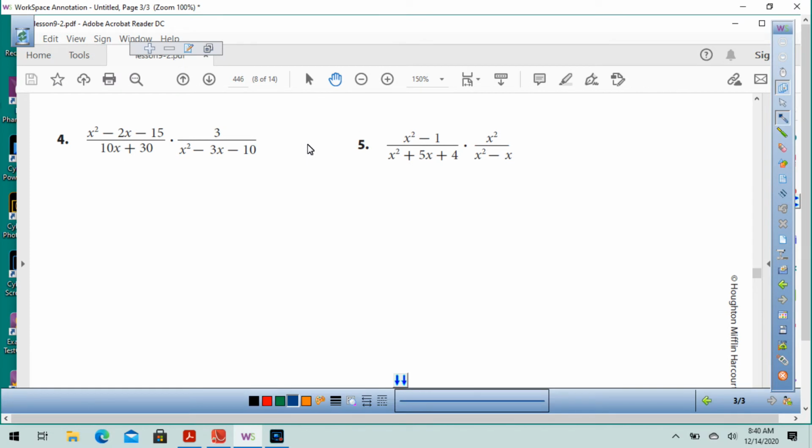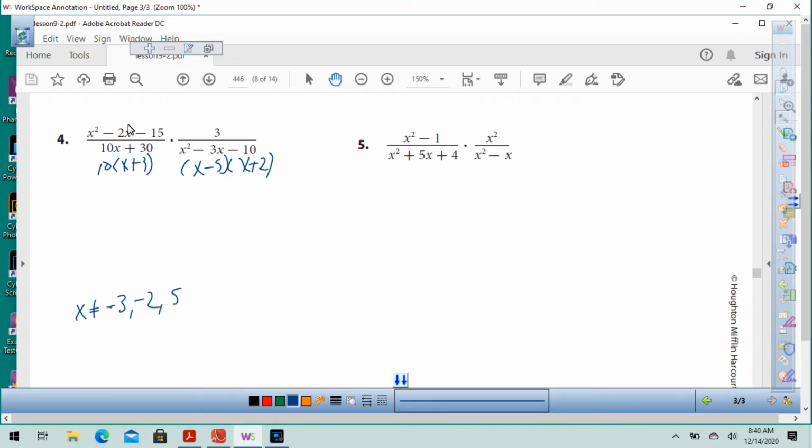What do we have here? Now 4 is a little bit more complicated. I've got 10, and then that's x plus 3. And here I've got x minus 5 times x plus 2. So my excluded values: x cannot equal negative 3, negative 2, and 5.